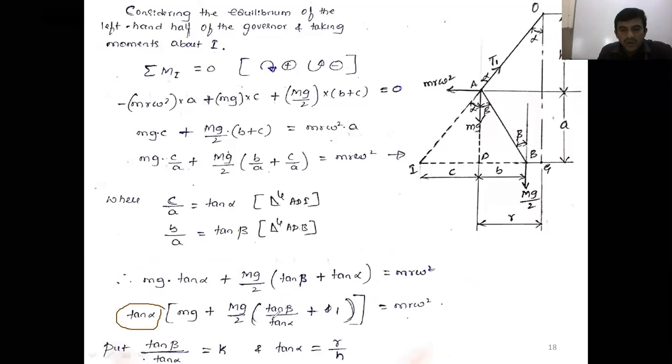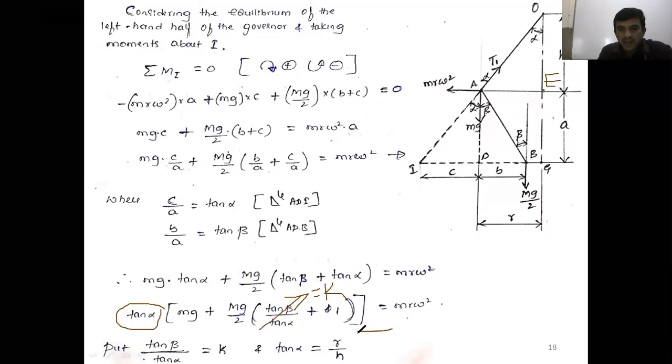Now for further simplification, we will take tan beta by tan alpha. Instead of substituting tan beta by tan alpha in each simplified equation, I will put a constant, called k. That is tan beta by tan alpha is equal to k. Then the remaining one, tan alpha. What is tan alpha? See this right angle triangle, I'll take this point as E. I think the screen is visible.